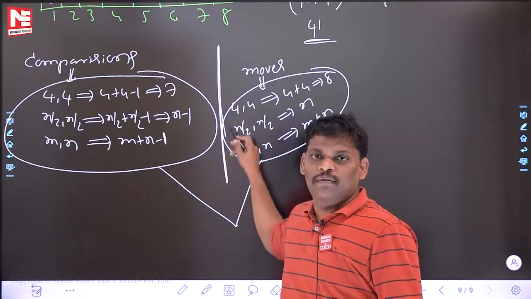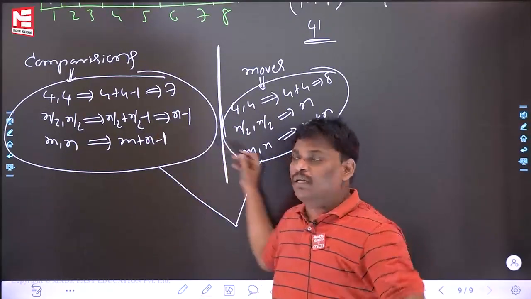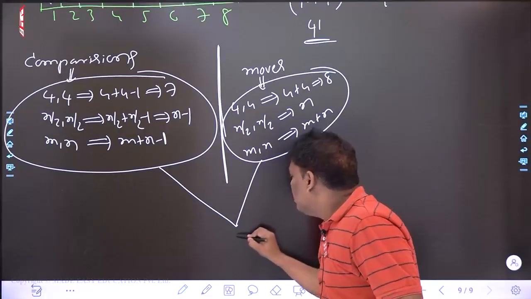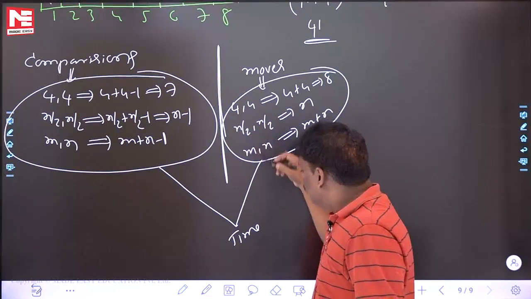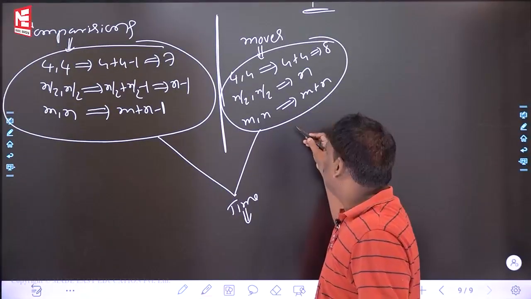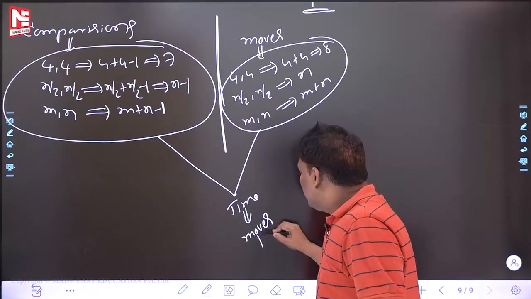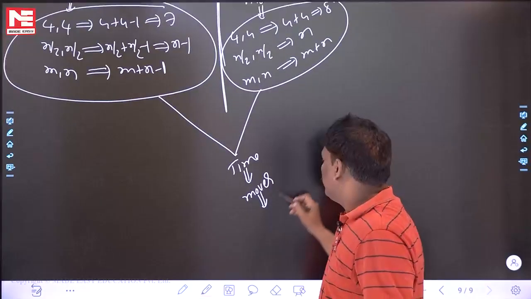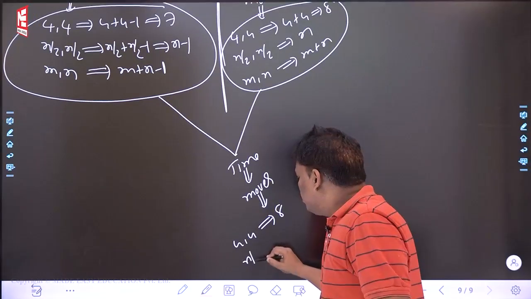Moves are bigger. Because in comparisons, some elements may be compared, may not be compared, but here everything you have to move. Time complexity means both you have to add, but whichever is bigger will dominate. Who is that? Moves. Time complexity is moves only. What are the moves here? Let me write the same moves once again. 4 and 4. Moves, how many? 8.